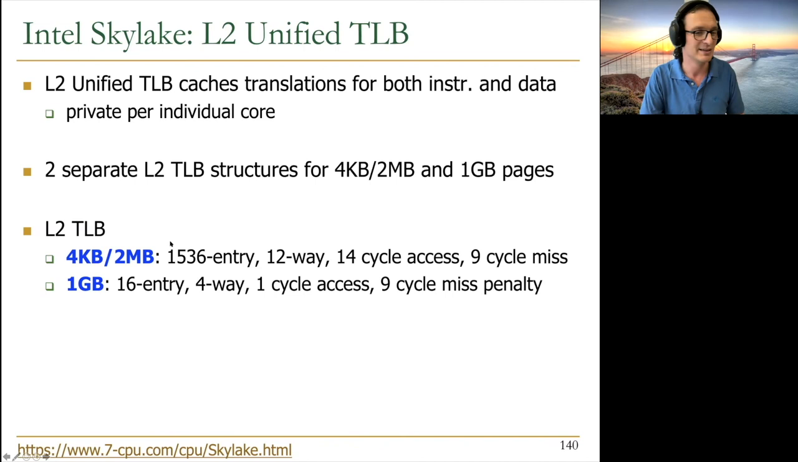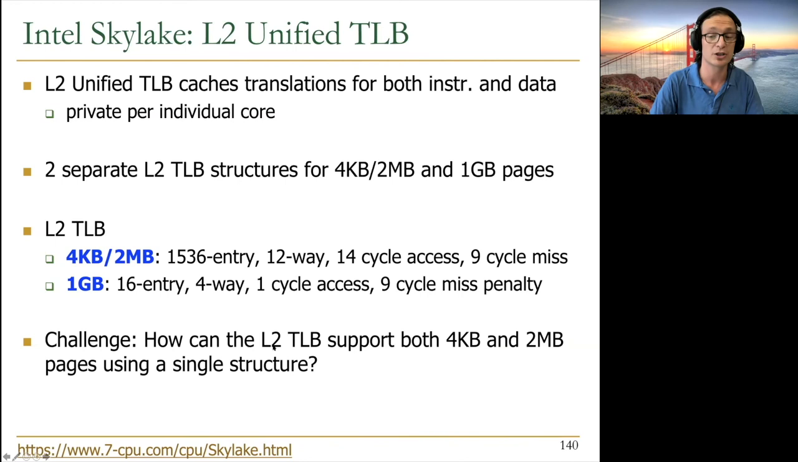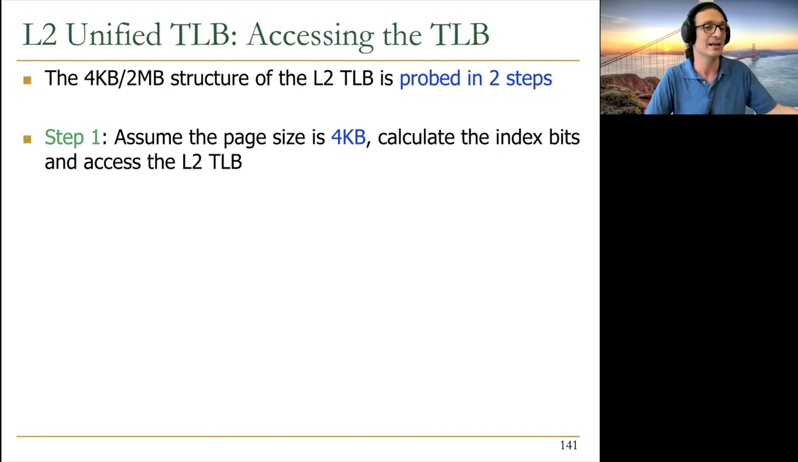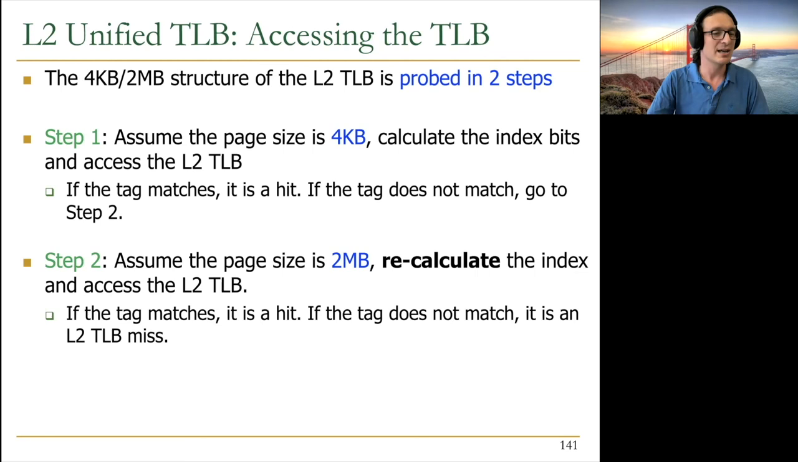Of course, the question is, how can you support both 4 kilobyte and 2 megabyte pages using a single structure? There's not enough detail on this, but you can imagine, we discussed this when we talked about associativity in time. You basically index the TLB once using a 4 kilobyte index, and then if you miss, you index the TLB again. That's the idea basically. There are two steps. In time, you index the TLB assuming different page sizes.